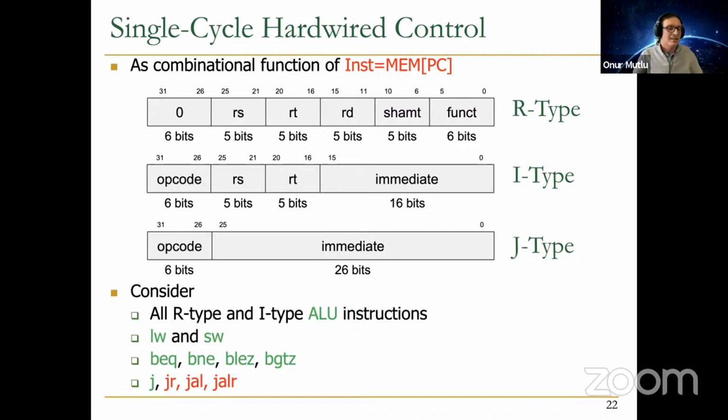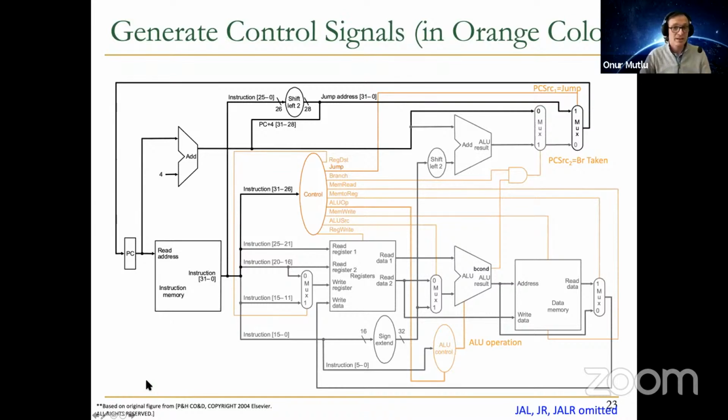Clearly, if you add 1,000 instructions in your ISA, its control logic will be more complicated also, but we want to keep it simple for instructional purposes. So we're going to consider all of these instructions that are in green over here: all R type and I type ALU, load word, store word, and branches and jump. So let's take a look at how we generate these control signals in orange color.